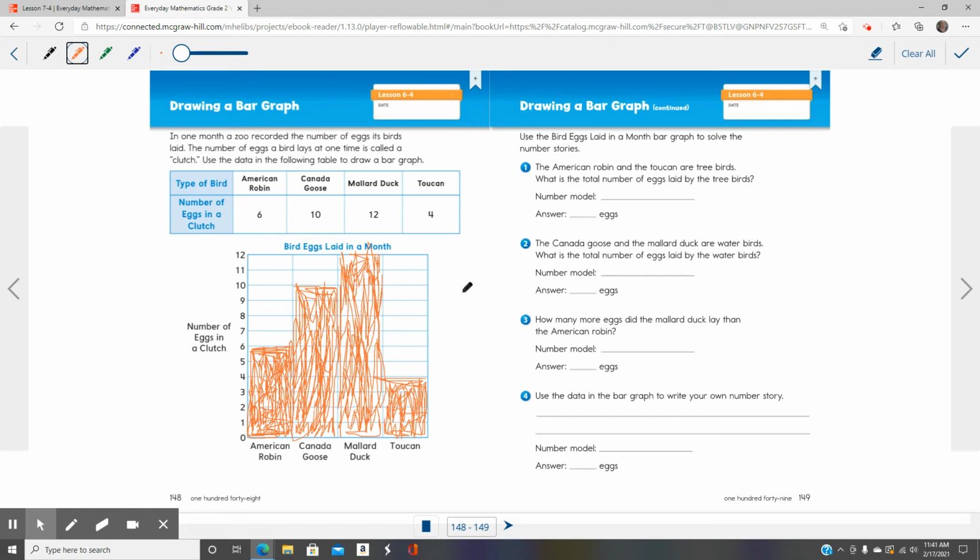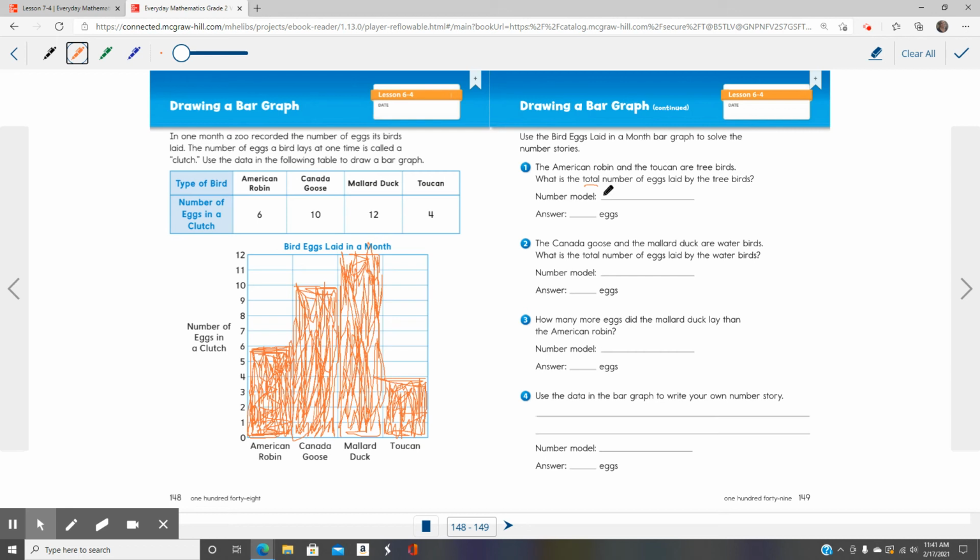And so now we are going to go over here and use this data to answer these questions. So number 1 says, the American robin and the toucan are tree birds. What is the total number of eggs laid by the tree birds? Okay, so I know if the word problem says total, that tells me that's adding. So we have to make an addition number model.